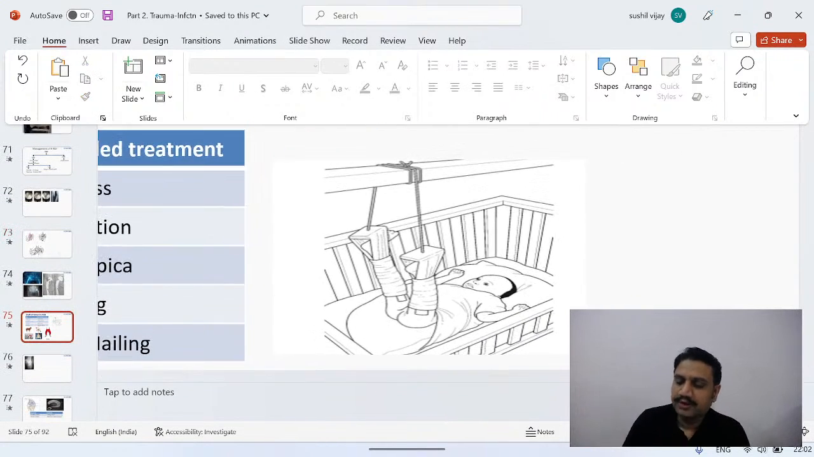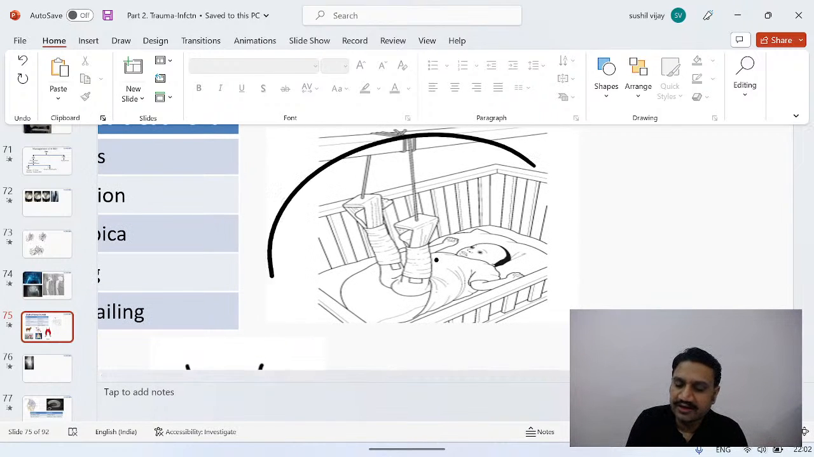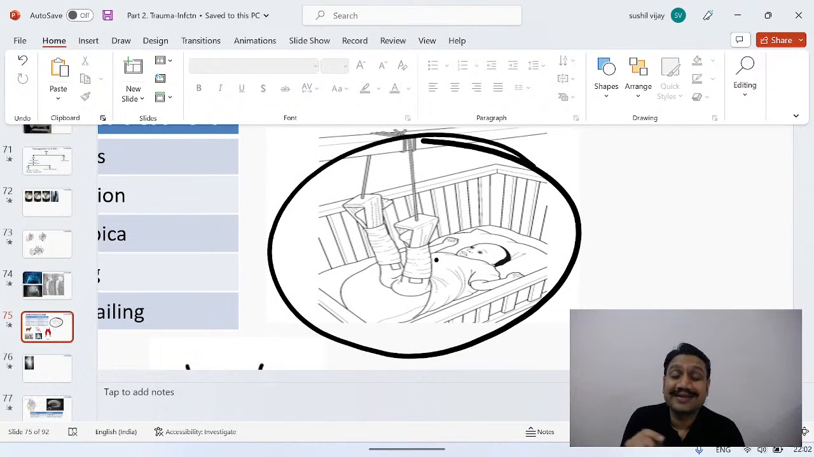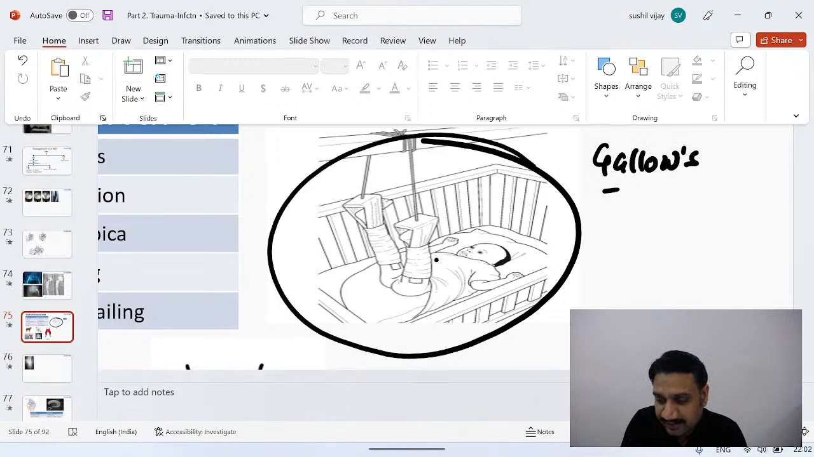This one, what do you see here? What do you call this kind of support? This is gallows traction. Please remember, it can very well be an image based question. That is gallows traction used for fracture shaft of the femur in a child.